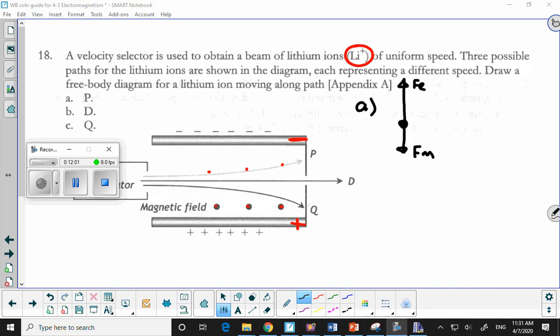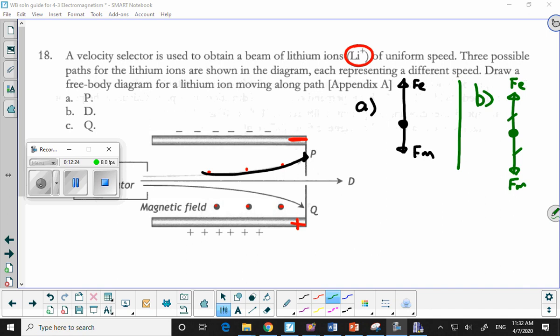So for question A, we're looking at particle P. So here's particle P. It's going to come up. Obviously, the electric force is greater than the magnetic force. So we're going to have to draw the vector arrow from the free body diagram, from the object itself, larger for the Fe and smaller for the Fm.